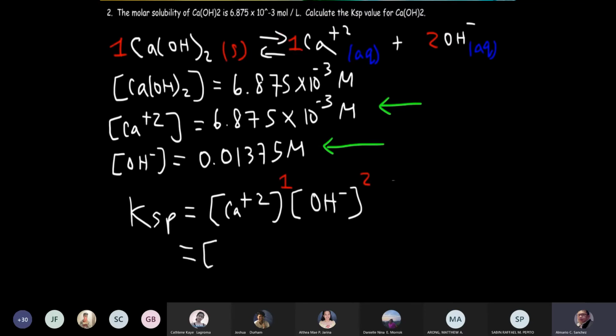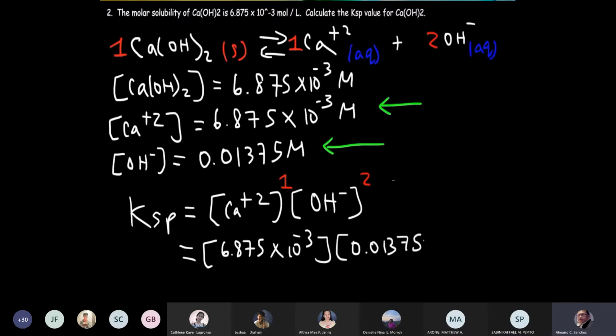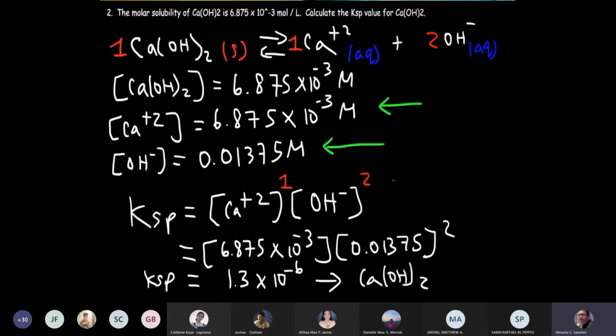So the concentration for calcium is 6.875 times 10 to the minus 3. And for hydroxide, it's 0.01375, and we need to square it. And so this is equal to 1.3 times 10 to the negative 6. So that is the KSP value for calcium hydroxide. So now you know how to calculate the KSP value given the molar solubility.